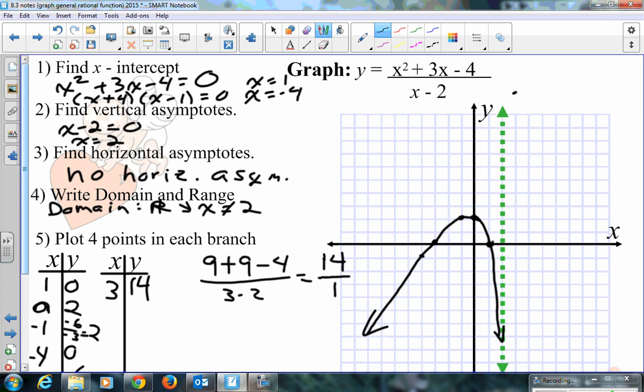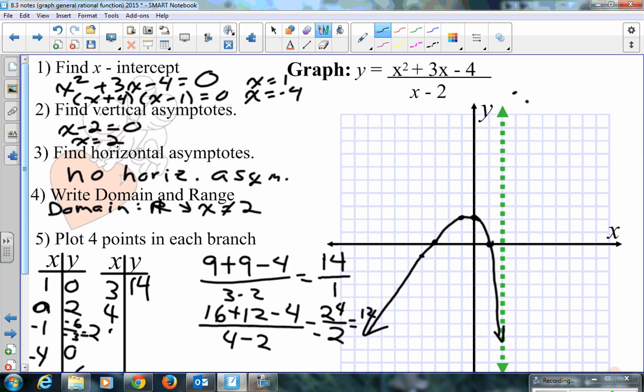Let's see what happens with 4. So I've got 4 squared, which is 16, plus 12 minus 4 over x minus 2, so 4 minus 2 is 2. Should have done this before I started drawing my graph. 28 minus 4 is 24 over 2, which is 12. So (4, 12). Now let's keep going.